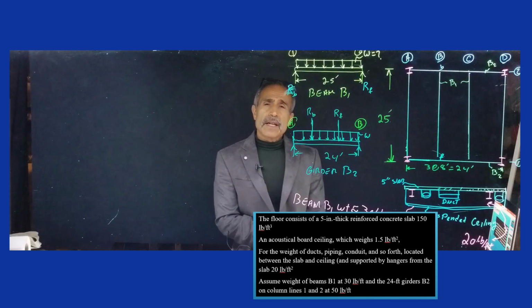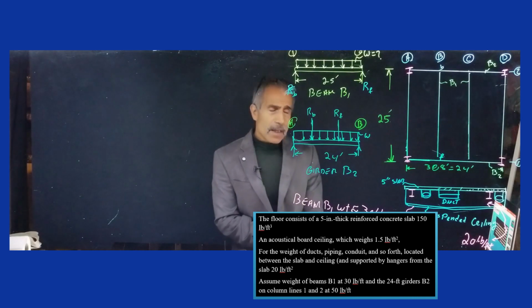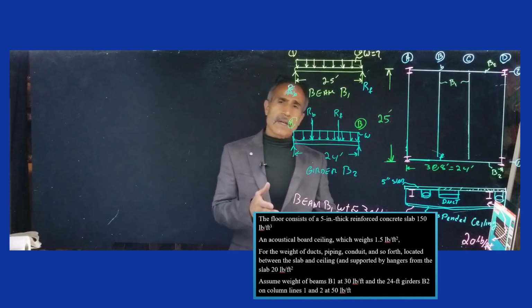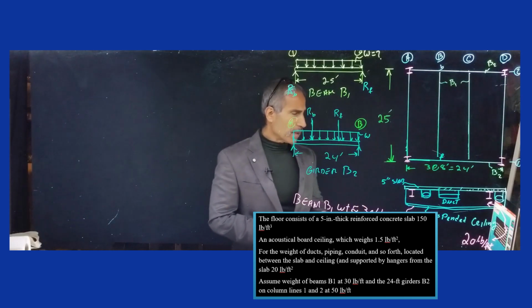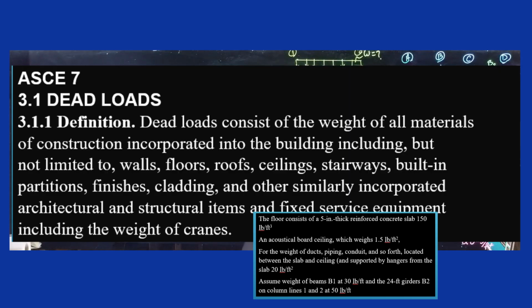In this lecture, I want to talk about dead load and how we're going to calculate dead loads. Let's look at the definition of dead load based on ASCE 7. Basically, everything that is not moving is dead, which consists of the weight of the material. That can include, but is not limited to, the wall, floor, roofs, ceiling, stairway, furniture, whatever you have in a room that is not moving. It can basically be considered a dead load.